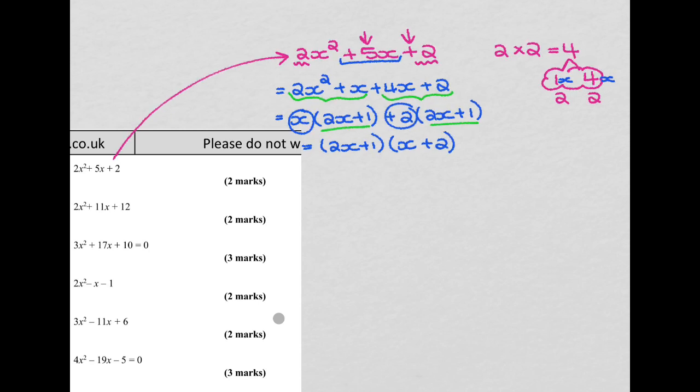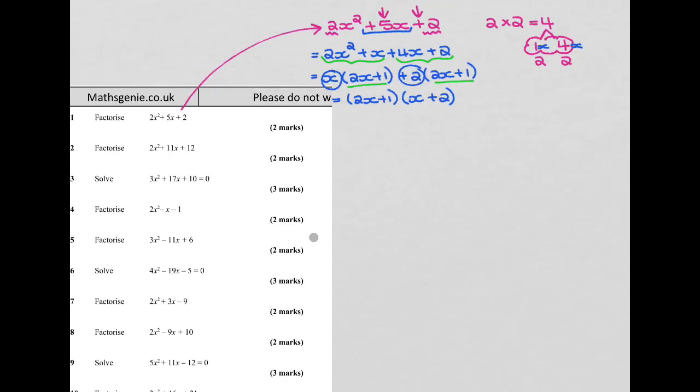Write this down, pause, write this down, make sure you've made little notes. I'm going to talk you through the next one. Okay, so let's talk about the next one. I'm leaving the first one on the screen so that you can see it and see the similarities. So I've got 2x squared plus 11x plus 12.